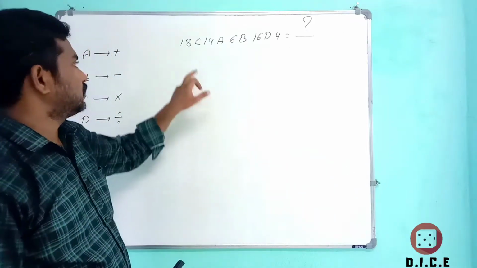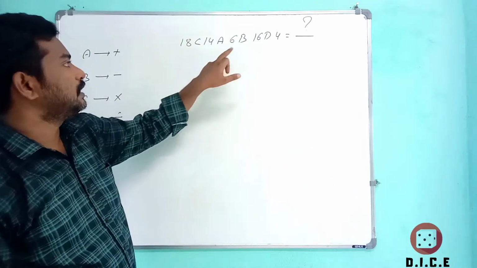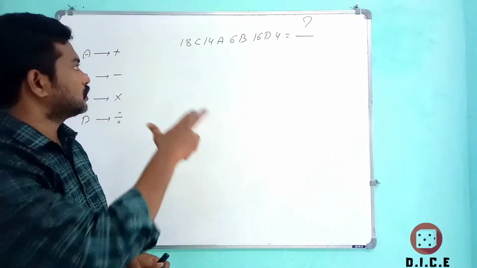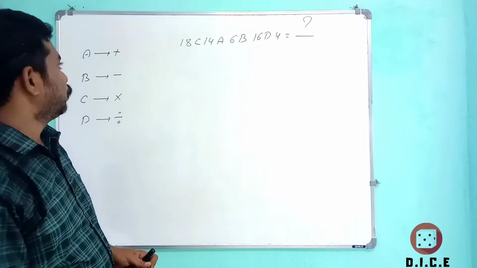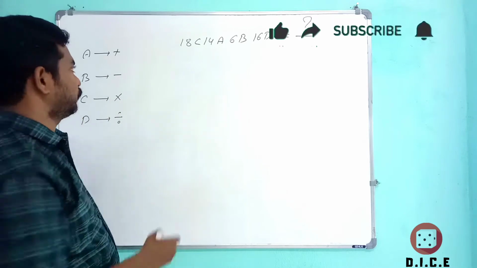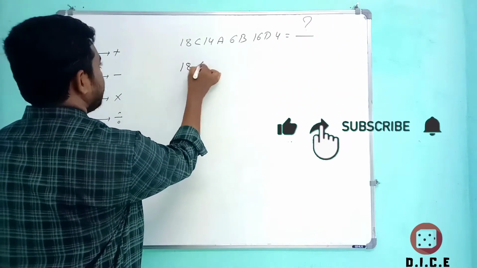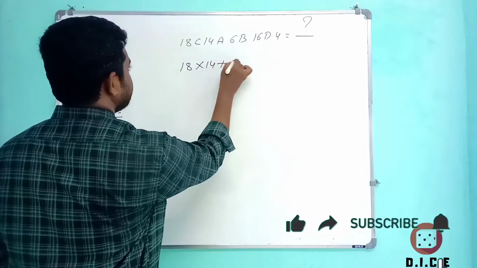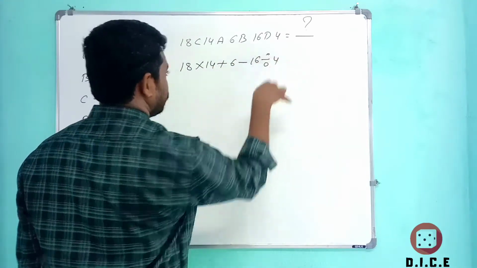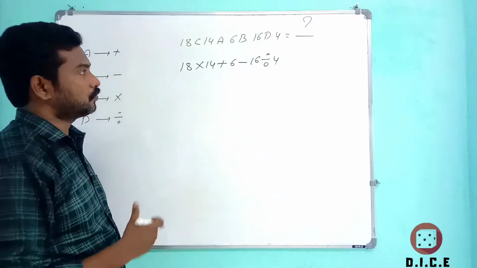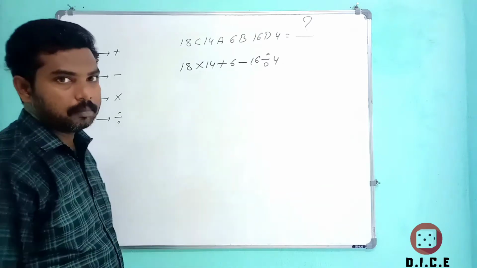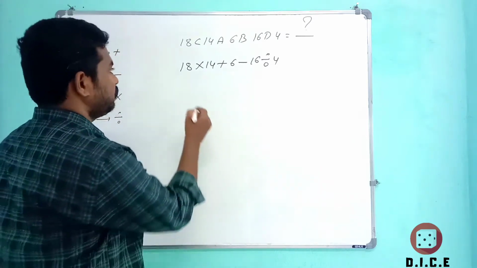Now the next question is asking 18C, 14A, 6B, 16D, 4 is equal to question mark. First we have to change all the letters to symbols. He has given that A means plus, B means minus, C means into, and D means division. Therefore 18, what is C, into 14, what is A, plus 6, what is B, minus 16, and what is D, division 4. Then after changing all the letters to symbols, we have to follow the VBODMAS rule.